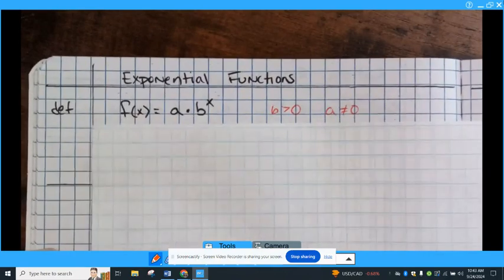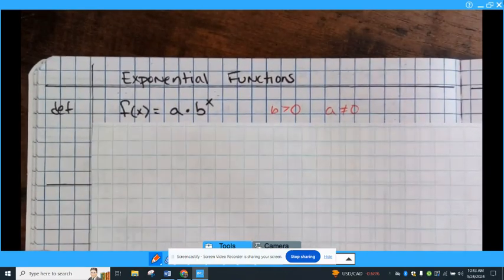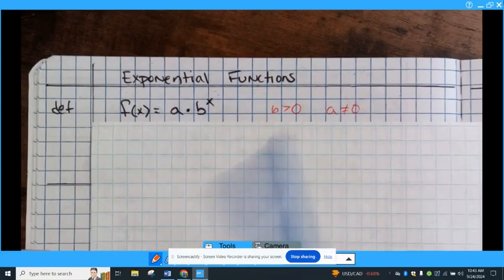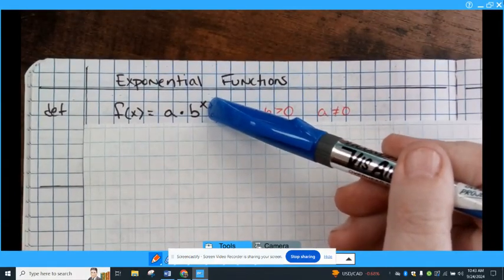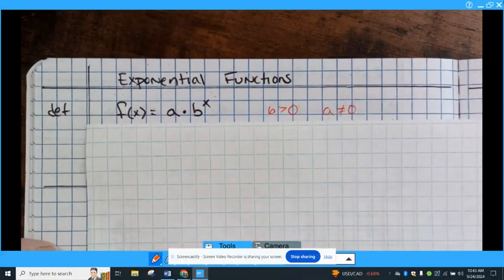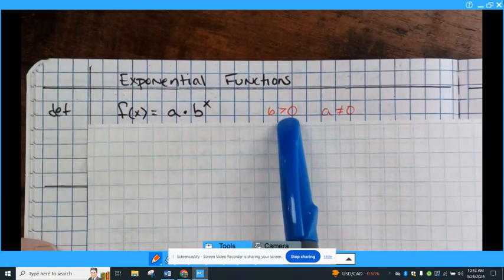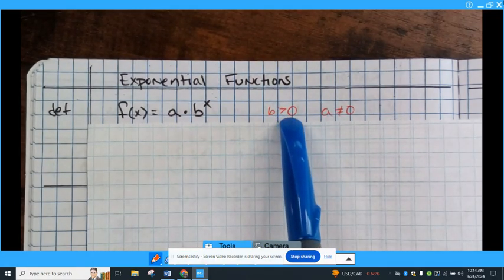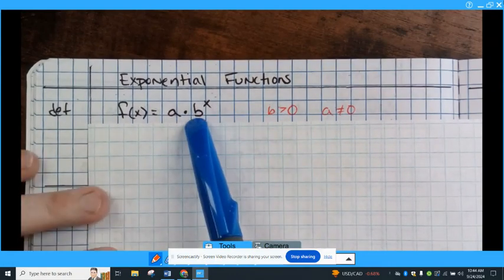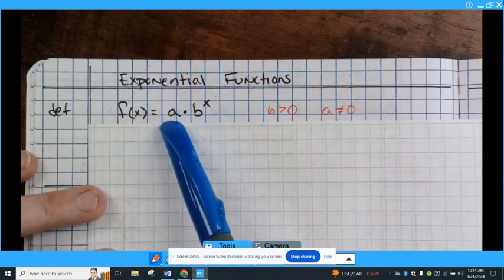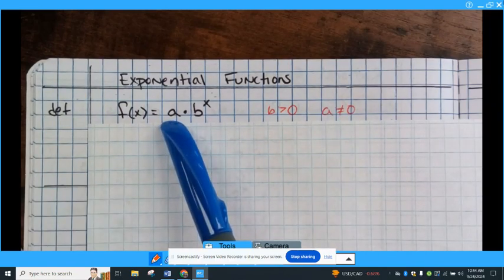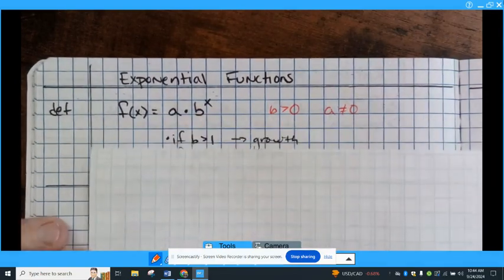So the definition is f of x is equal to a times b to the x. It's called an exponential function because your variable is your exponent. There are some rules that you've got to follow. B has to be positive, so it's got to be greater than 0. And your A cannot be equal to 0, so A needs to be a different number than 0, because if A was 0, then everything would be 0.